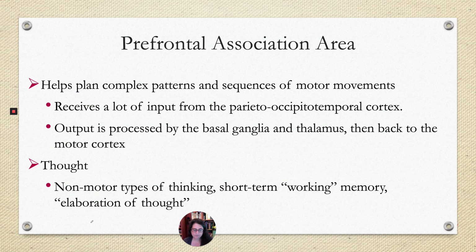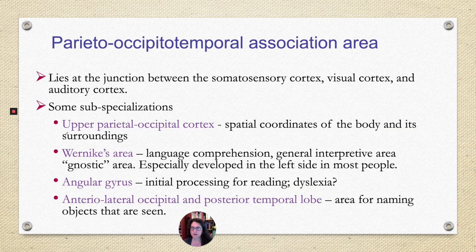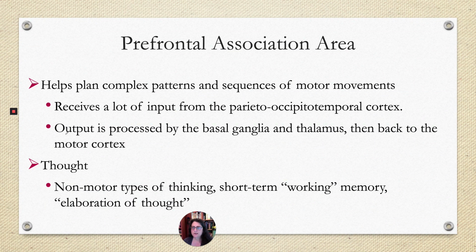Prefrontal association area. Let's peek back at that again. That's up here now. We're moving away from the parieto-occipital temporal with those subspecializations that we mentioned, and we're going to look at this prefrontal association area. This helps plan complex patterns and sequences of motor movements. So yes, it needs to have a tremendous amount of input from our sensory areas, particularly our parieto-occipital temporal cortex we just talked about, because that is where we have our spatial understanding of where we are in space. And you can't plan complex patterns and appropriate motor sequences without that information.